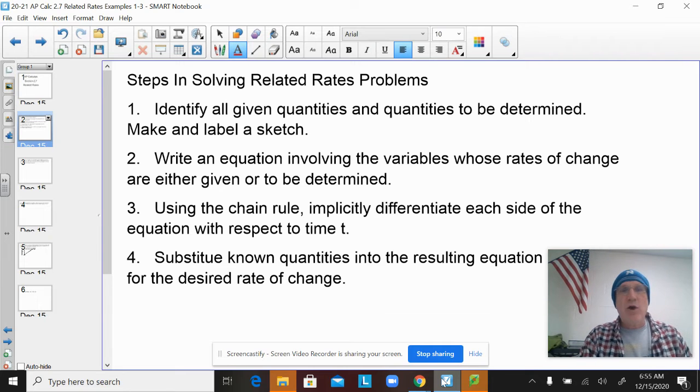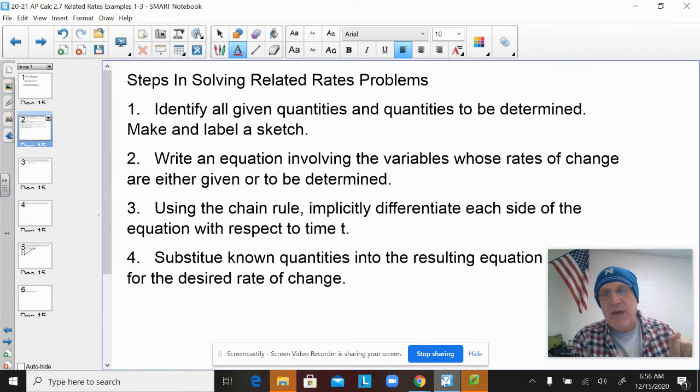So here's the overall process of how to solve one of these related rates problems. We did much of this the other day in the other video. Number 1 says identify all given quantities and quantities to be determined. Make and label a sketch. Like if it gives you dx dt equals 10, or it gives you that when y equals 4, find dx dt. Just make sure it's real clear what they're giving you, what they're finding, in particular the rates that they're giving you.